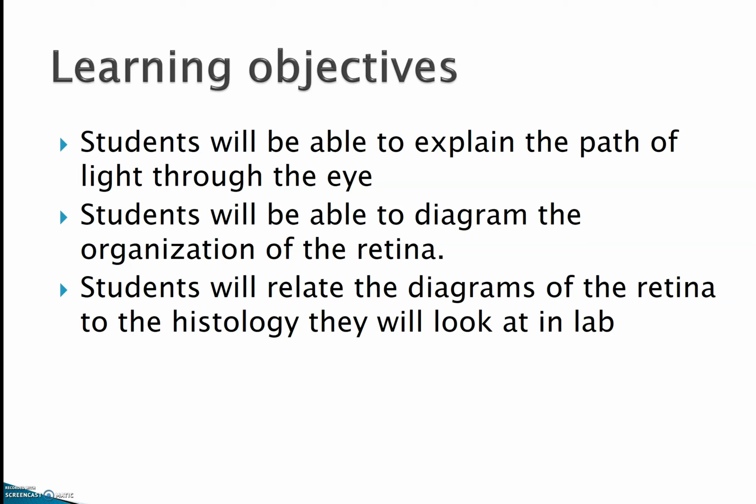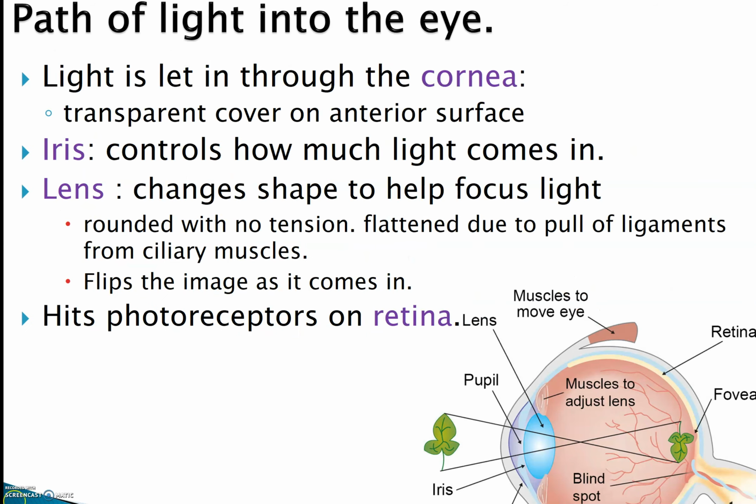We are now going to look at the path of light through the eye and the organization of the retina. At the very least, I'm going to ask you to explain it. In paper tests, I like to ask you to draw it. And we're going to relate this diagram of the retina to histology in lab. We talked about the eye structures in the last section.